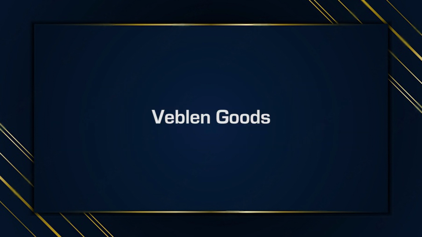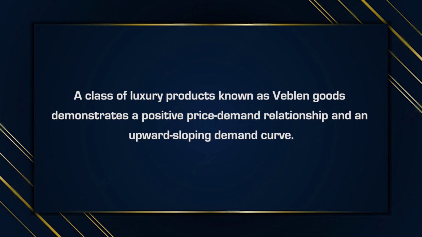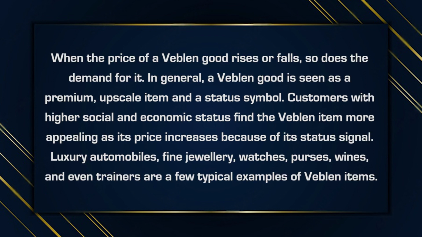Veblen goods. A class of luxury products known as Veblen goods demonstrates a positive price-demand relationship and an upward sloping demand curve. When the price of a Veblen good rises or falls, so does the demand for it. In general, a Veblen good is seen as a premium, upscale item and a status symbol.